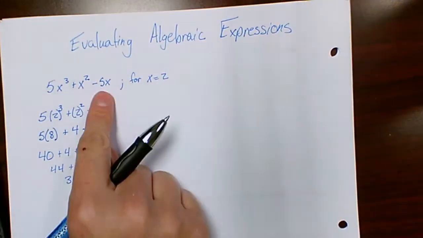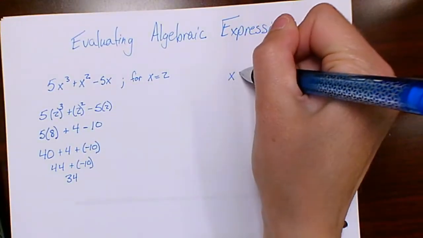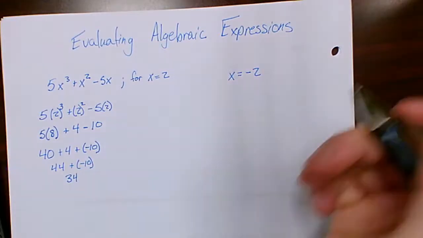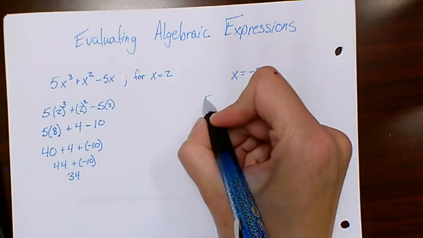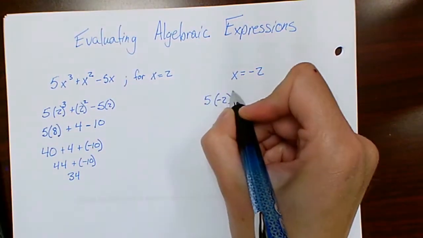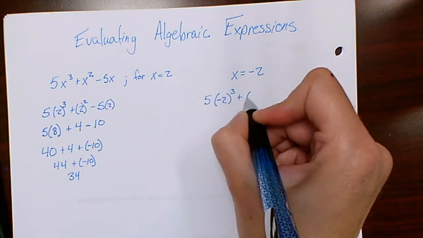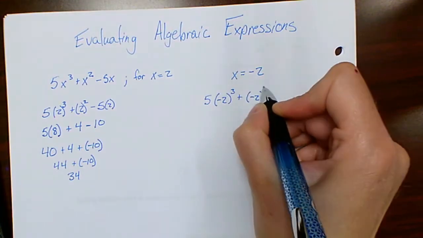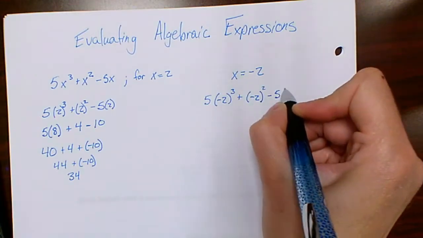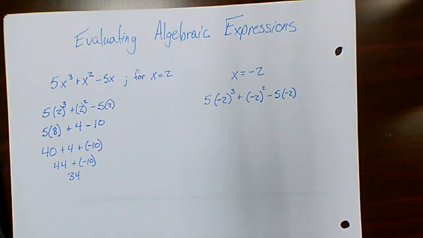What if we had the same thing, but we want x equals negative 2 instead? Please use parentheses when you insert a value for a variable. So what if it is negative 2? Well, some of you may think it's going to be 34 again.